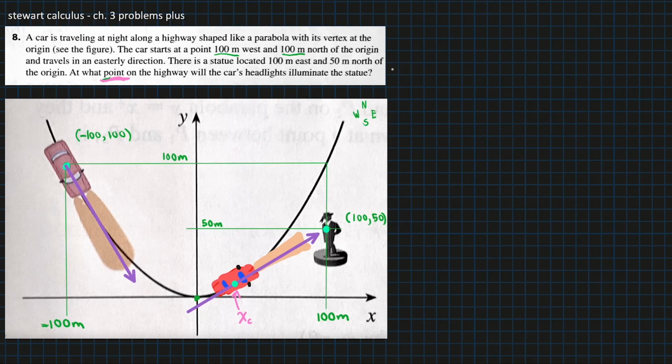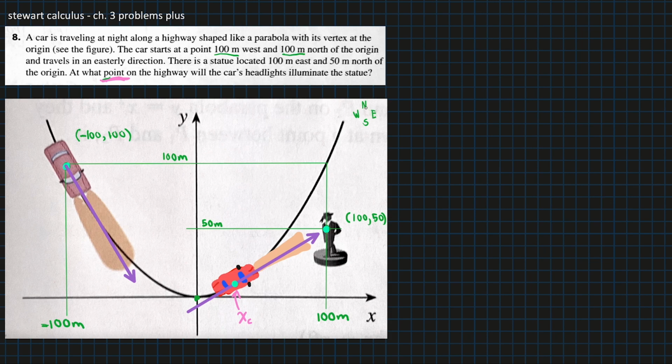We are told a car is traveling at night along a highway shaped like a parabola with its vertex at the origin. So we can see on this diagram here that we've got this black parabola, and we know that the vertex, or the lowest point, is at 0, 0, the origin. We are told that our car starts at a point 100 meters west and 100 meters north of the origin.